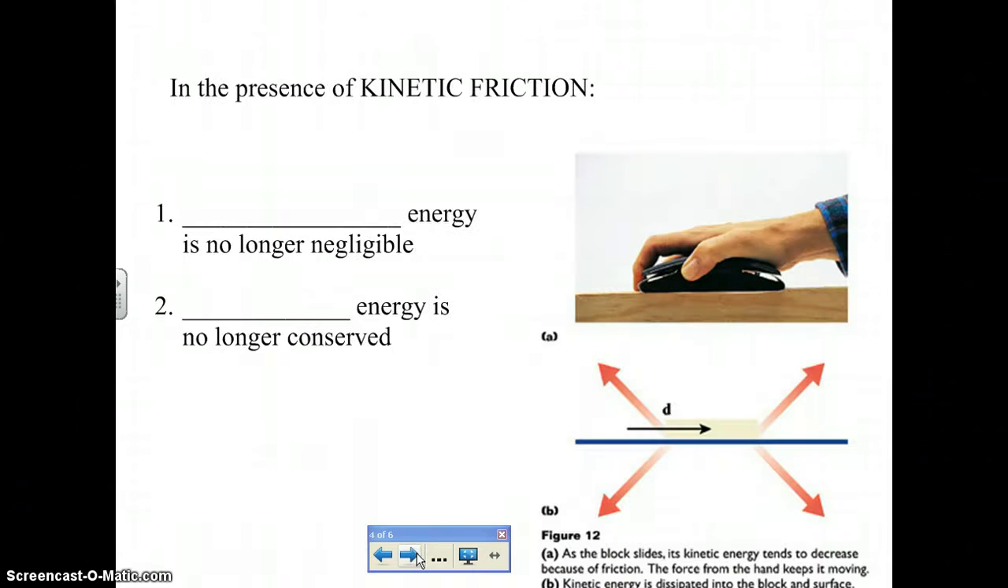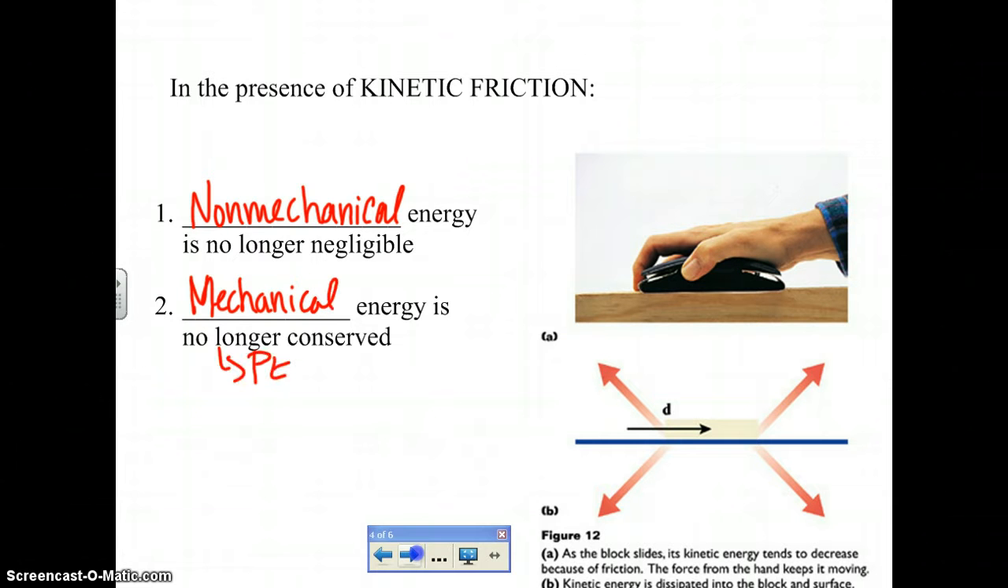All right, in the presence of kinetic friction, first thing I want you to know is that non-mechanical energy is no longer negligible. You have to be able to take it into consideration. Also, mechanical energy is no longer conserved. So that is PE and KE. Recall though that PE has two different forms, GPE and EPE.